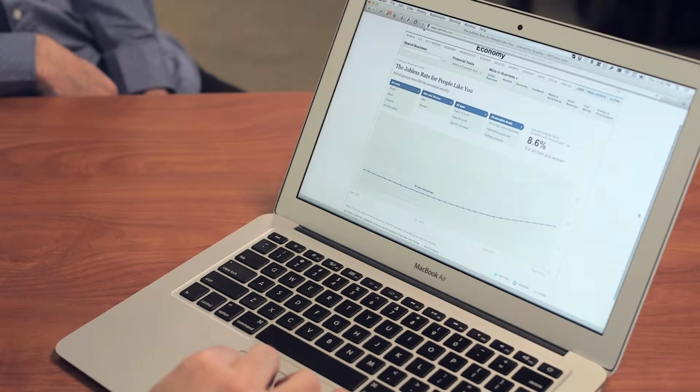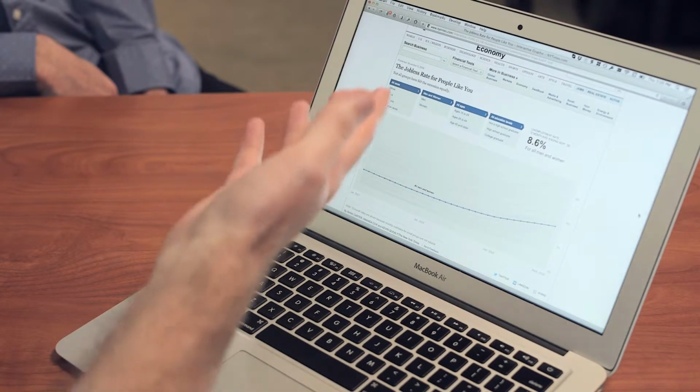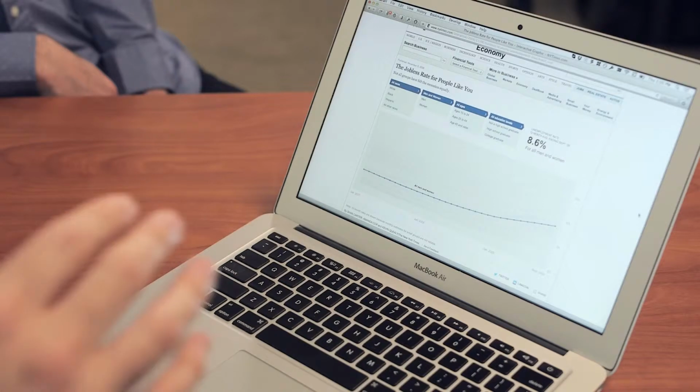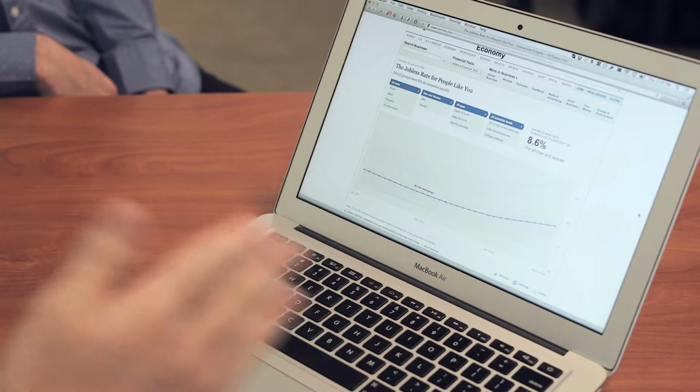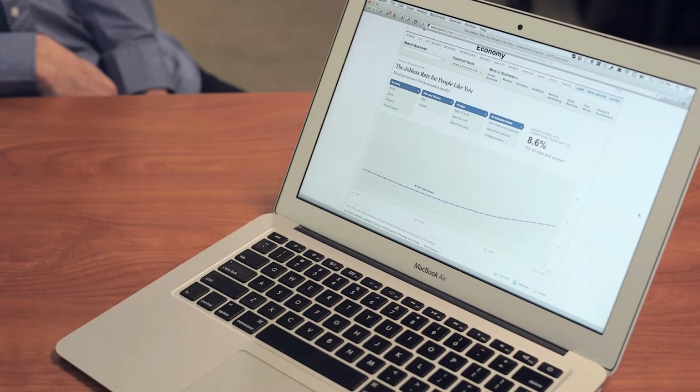I think people just talk about it as the unemployment graphic, but it's called the jobless rate for people like you. Well, as you can see, it's really interesting. First of all, it starts out giving you this line, so we can see over time, from January 2007 to September 2009, that the jobless rate has gone up, unemployment has gone up for all men and women overall, right?